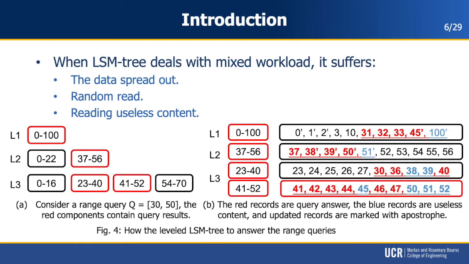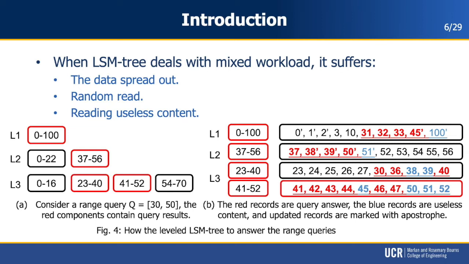In real-world applications, workloads are usually mixed with read and write. LSM tree suffers several problems when it deals with a mixed workload. Let's see an example. It is also included in our paper. If you want to read it carefully, please refer to our paper. There is a leveled LSM tree with 3 levels on disk. Each box represents a disk component. The number is the key range in each component. Consider a range query, searching from 30 to 50.